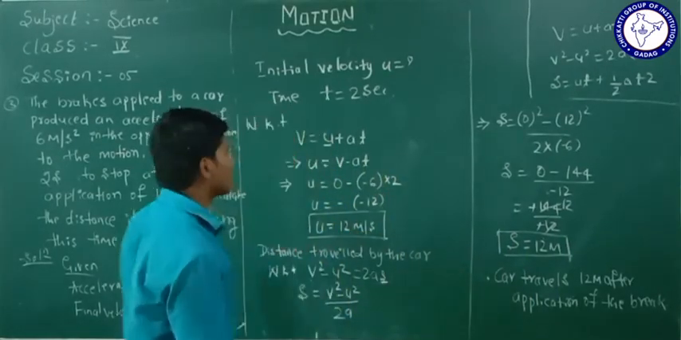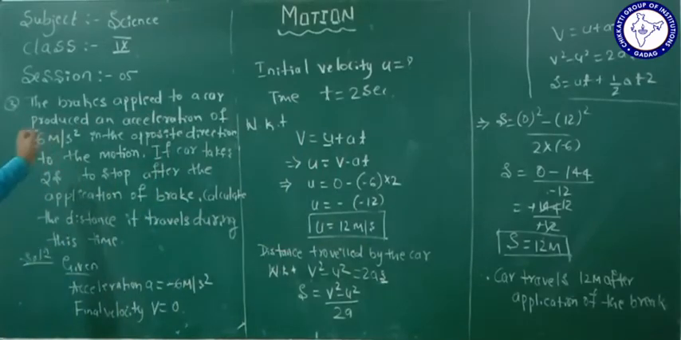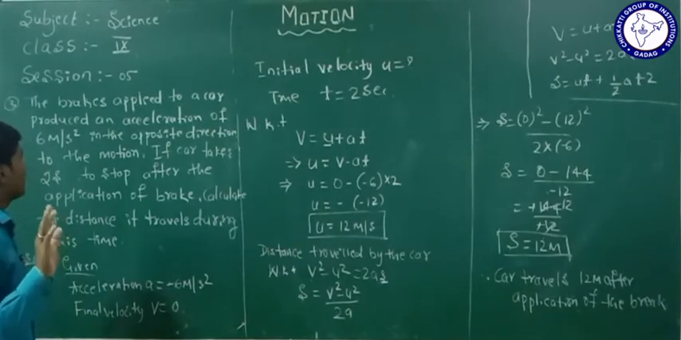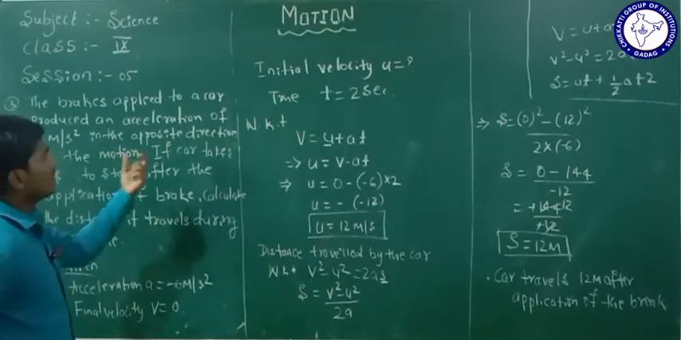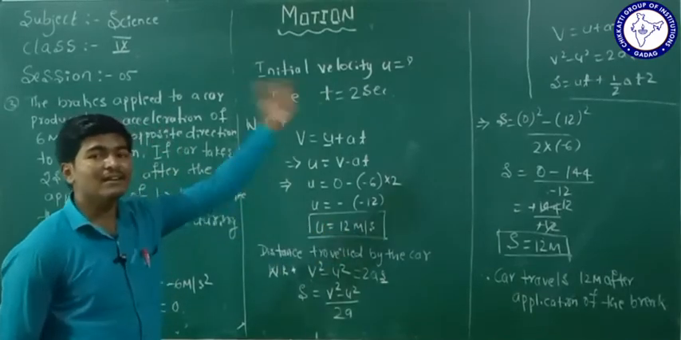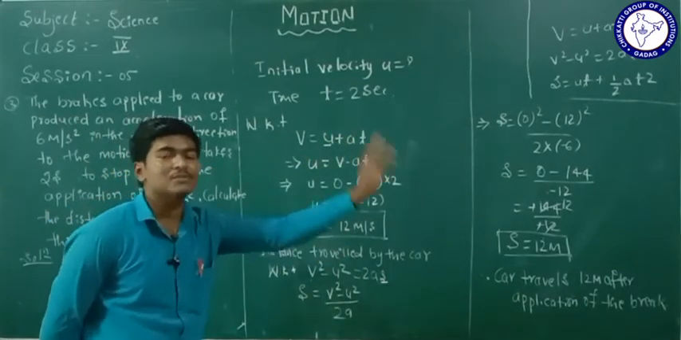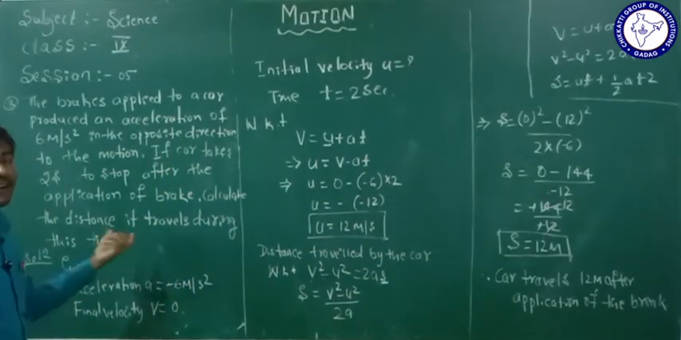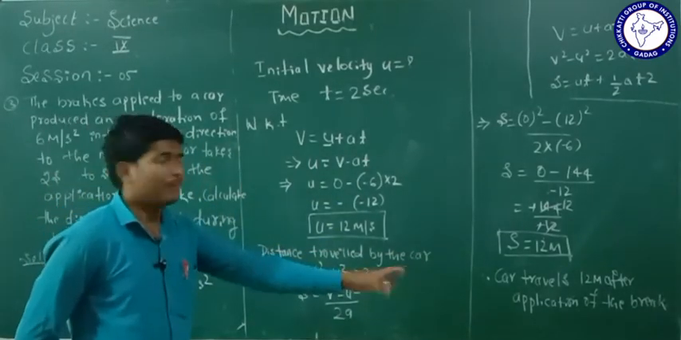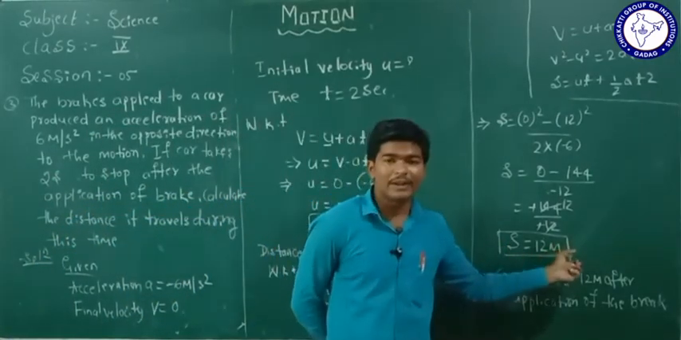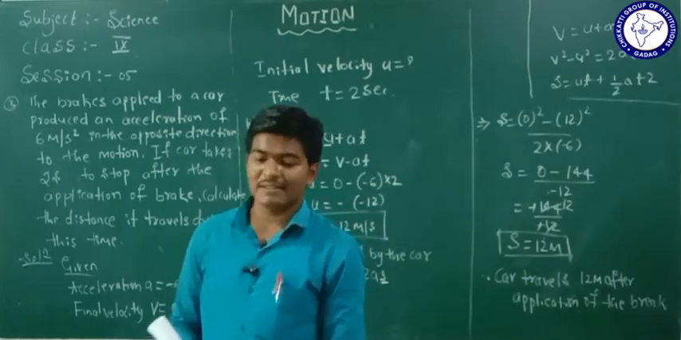So once again I am explaining here. Imagine a car moves with the initial velocity of 12 meter per second, and finally after the application of the brakes it comes to rest. We have to calculate the distance travelled by the car after application of the brakes. After application of the brake, the car travels about 12 meter. So I am considering another example on this.